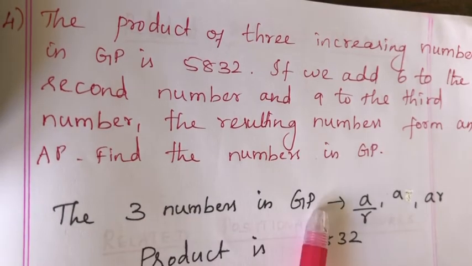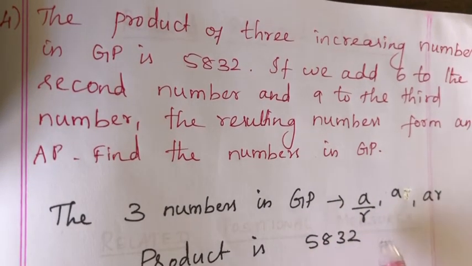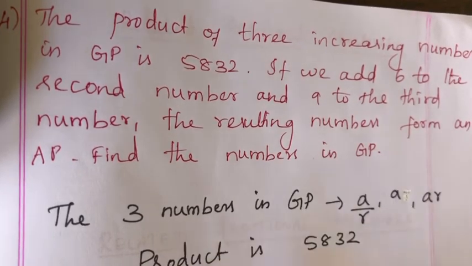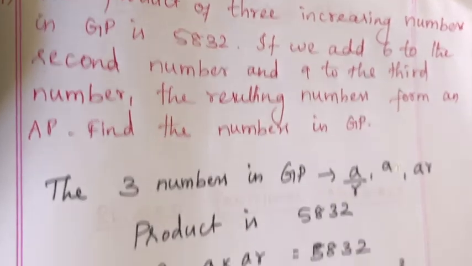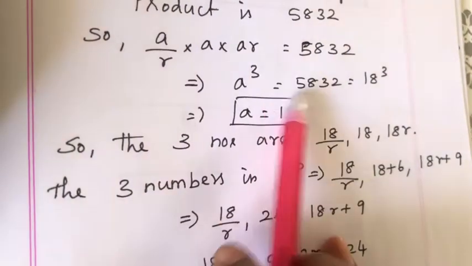So the three numbers in GP, we take them as A by R, A and AR. So their product is 5832. So A by R into A into AR is equal to 5832.